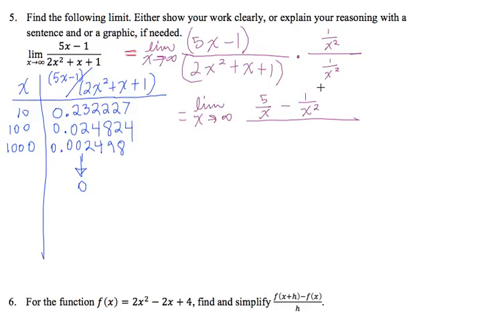Then 2x squared times 1 over x squared, the x squareds cancel and we just have 2. x times 1 over x squared, one of the x's cancels, we get plus 1 over x. And then 1 times 1 over x squared is 1 over x squared.